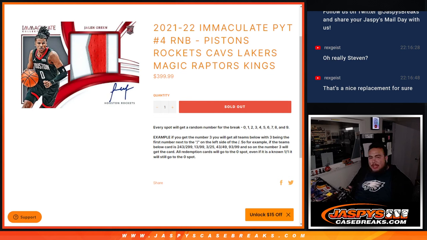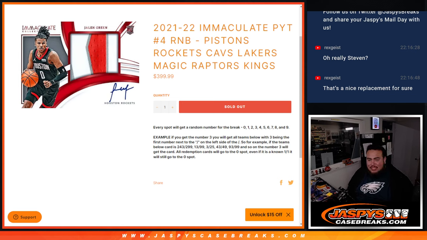21-22 Immaculate, pick your team number 4, random number block sells out here. This features the Pistons, the Rockets, the Cavs, Lakers, Magic, Raptors, Kings. All very good teams here, guys. And it's like Pistons were like $800, Rockets like $700, same thing with the Cavs, Lakers over $500, Magic $500, Raptors over $500+. So very, very good ones here, guys.